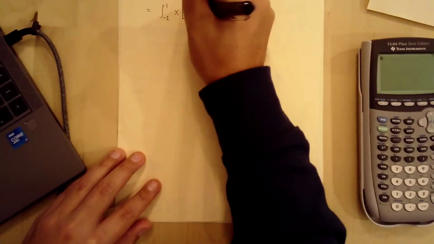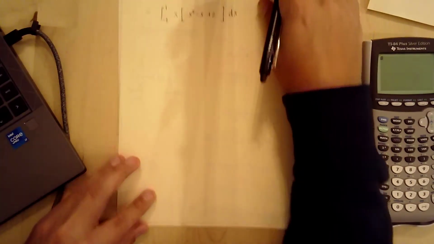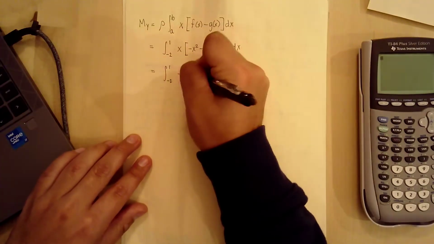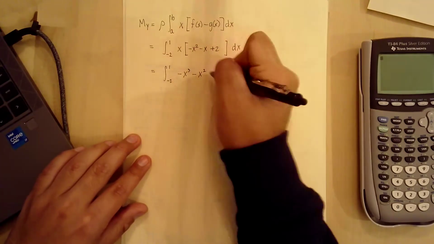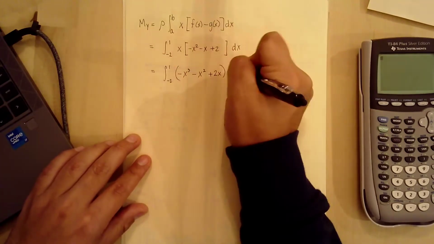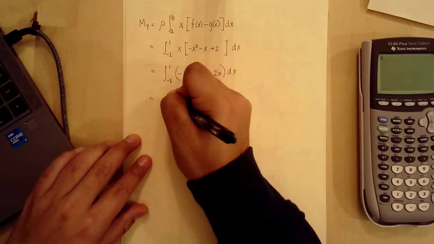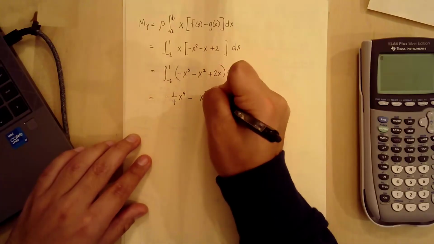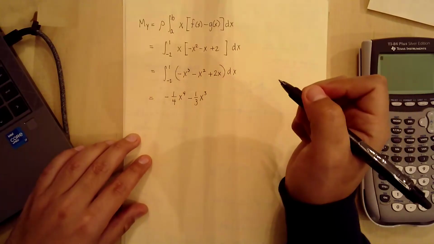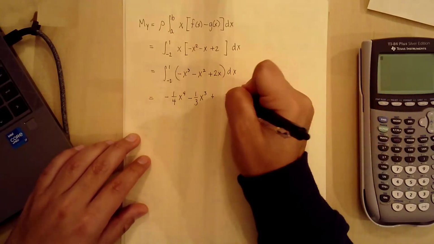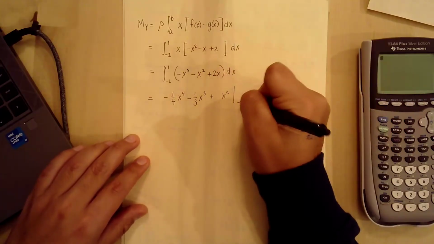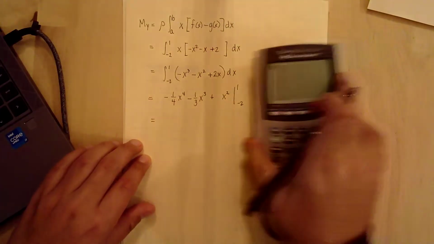That was -x squared minus x plus 2. And now we can just distribute that. So we should get -x to the third minus x squared plus 2x. And we're going to integrate that now. So it's going to be -1/4 x to the fourth minus 1/3 x to the third plus, it'll be x squared over 2, so it'll cancel out that 2. Now we'll just evaluate this from -2 to 1 using our trick there.